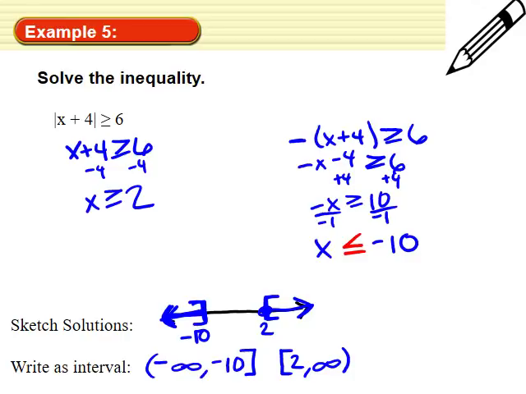So why do we have you sketch those solutions? Because look how easy that made our intervals. If you have this sketch in front of you, the interval becomes much more easy to see.